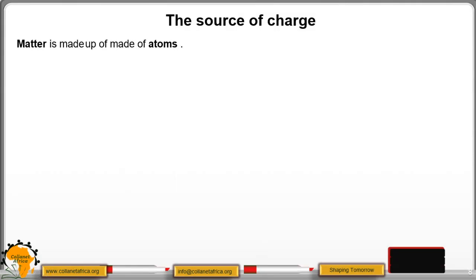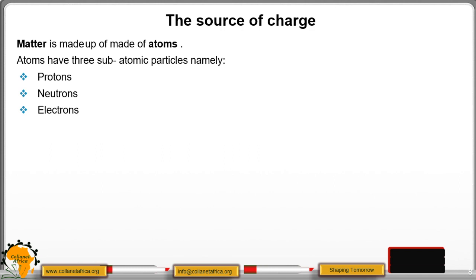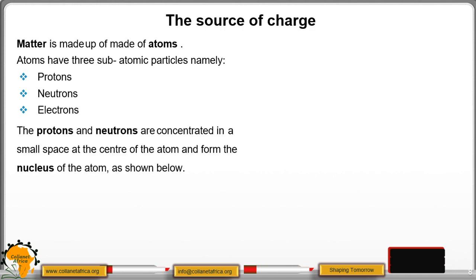Then we move to the source of charge, and here we are going to look at the definition of matter. From the particulate nature of matter, we found that matter is made up of atoms, and these atoms are ever in motion. So an atom has 3 other particles: protons, neutrons, and electrons. Now the protons and neutrons are at the center. They are concentrated in the small space at the center of the atom, and that space we call the nucleus, as shown in this diagram.